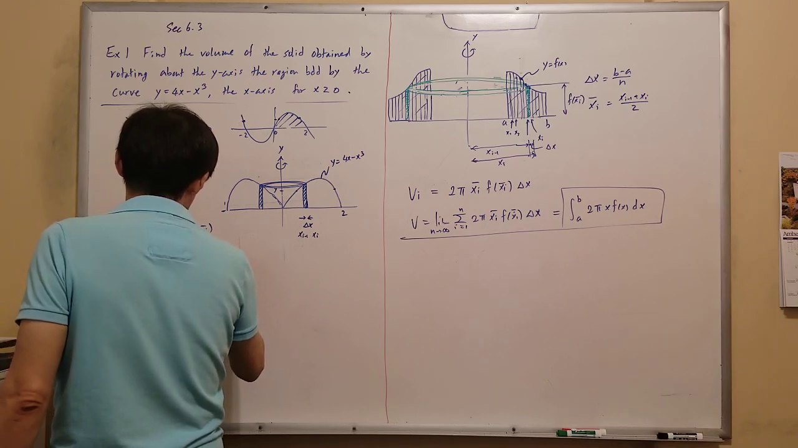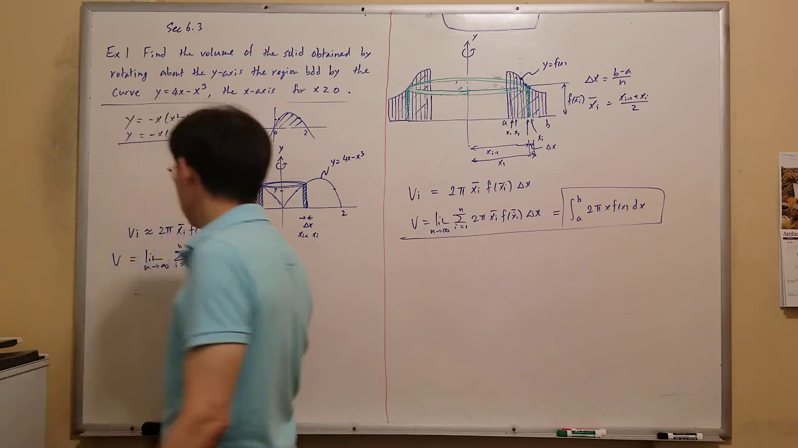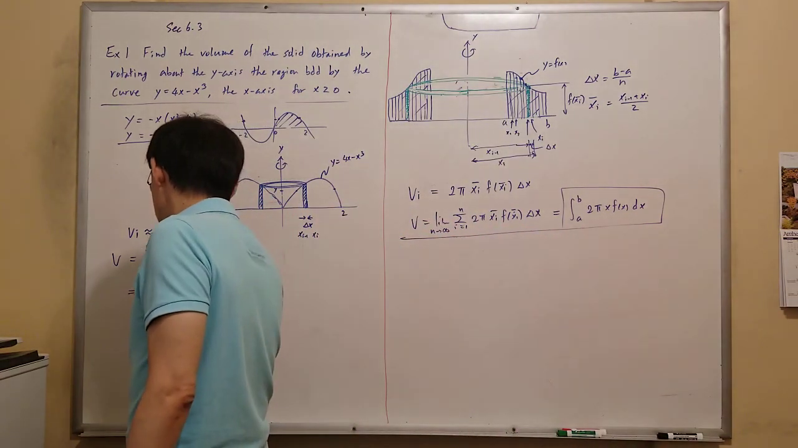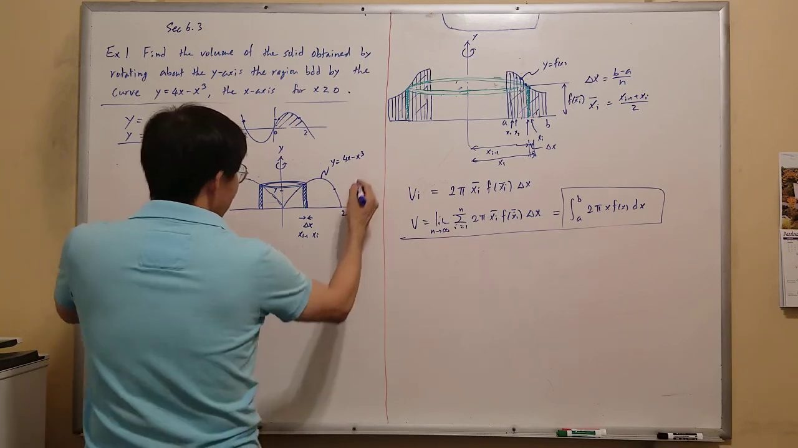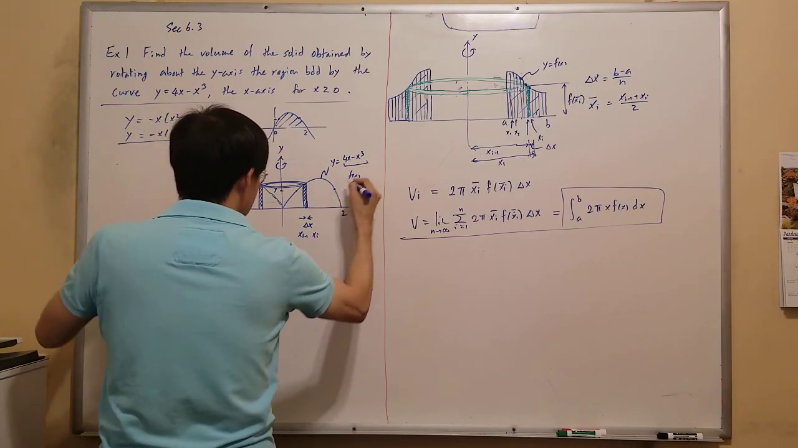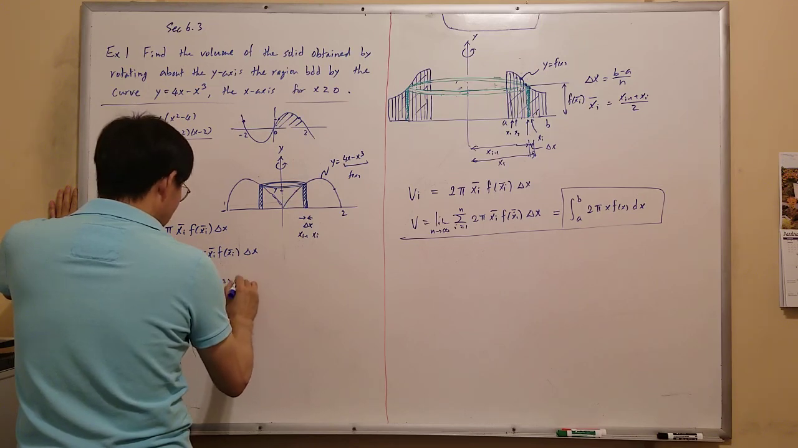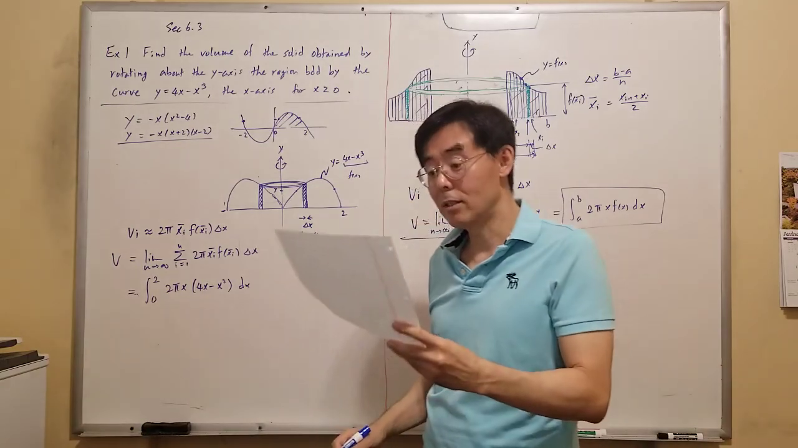Again, right? Delta x. Limit of the Riemann sum of this function. So, from 0 to 2 pi x. What is f of x? 4x minus x cubed dx. We'll just need to calculate this integral.